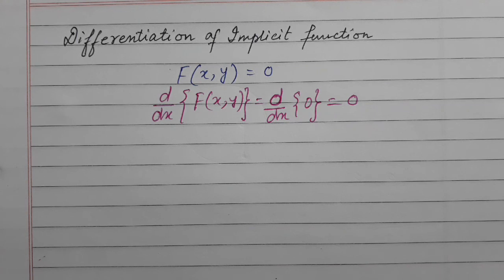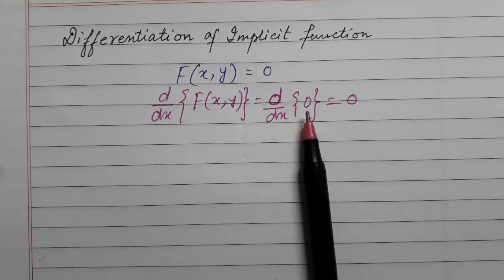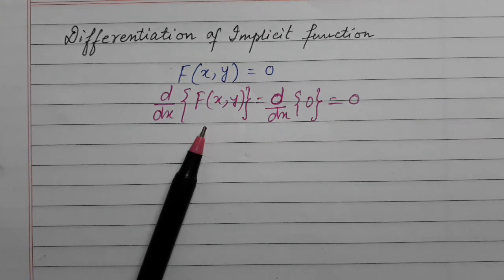So we will get d/dx of f(x, y) = d/dx of 0. If there is 0, then obviously the differentiation of 0 will be 0. But if there is any other form of x and y, we will differentiate that accordingly. While differentiating this, all the terms involving only x will be differentiated as usual. In case of the terms involving y, we will differentiate it like this.